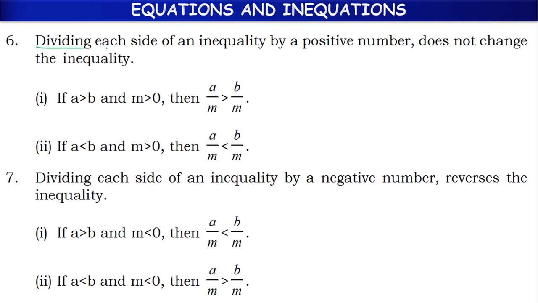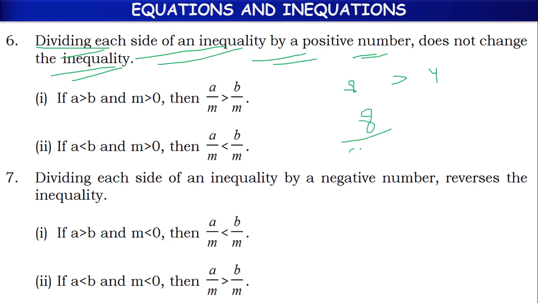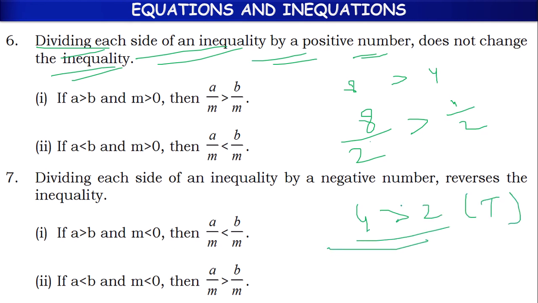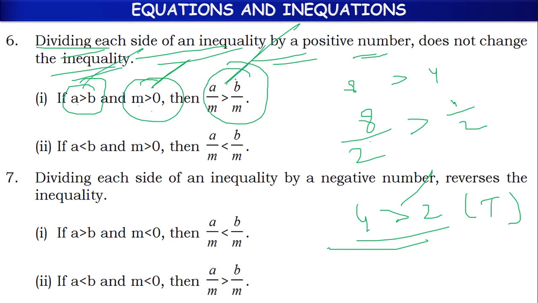Next one. Dividing each side of an inequality by a positive number does not change the inequality. If we have 8 greater than 4, and we divide by 2, 8 by 2 is 4, 4 by 2 is 2, true. It means the relation does not change. If A is greater than B and M is greater than 0, meaning M is positive, then with the same number we can divide on both sides. The inequality does not change. Greater than will remain greater than.